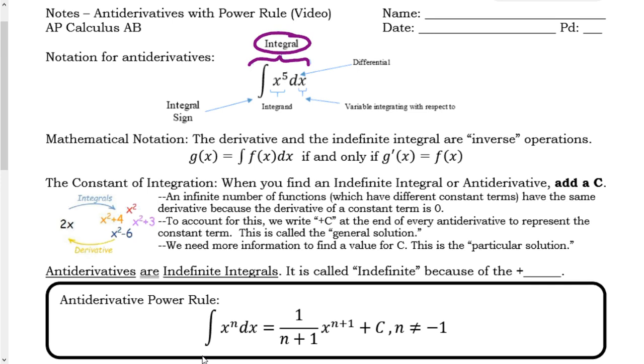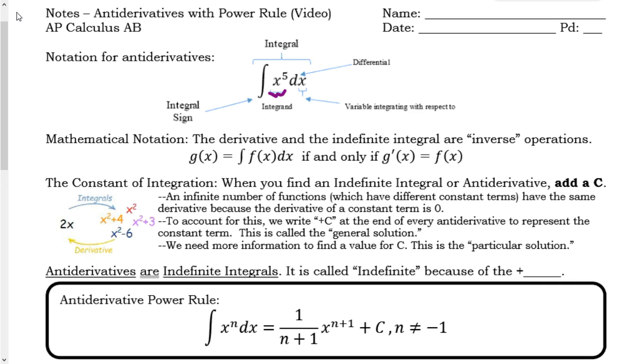Now the reason that's called the integral is we have this symbol here, and that is the integral sign. And along with that, we have what's inside of that, and that is here, my x to the fifth is my integrand.